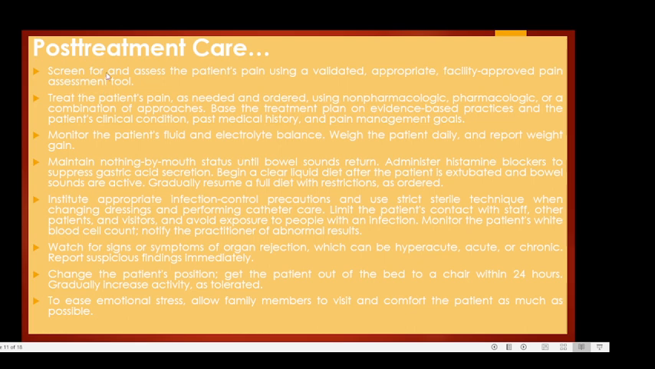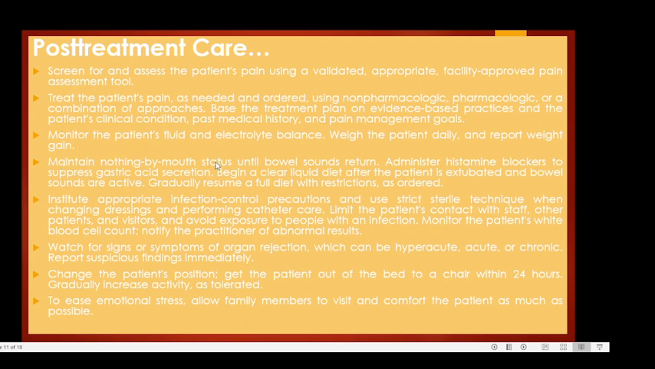You also need to screen for and assess the patient's pain using the validated screening tools that you have talked about. You treat the patient's pain as needed and ordered using non-pharmacological, pharmacological, or a combination of these two approaches. Base the treatment plan on evidence-based practices and the patient's clinical condition, past medical history, and pain management goals. You need to monitor the patient's fluid and electrolyte balance. So you need to weigh the patient daily and report weight gain, okay?